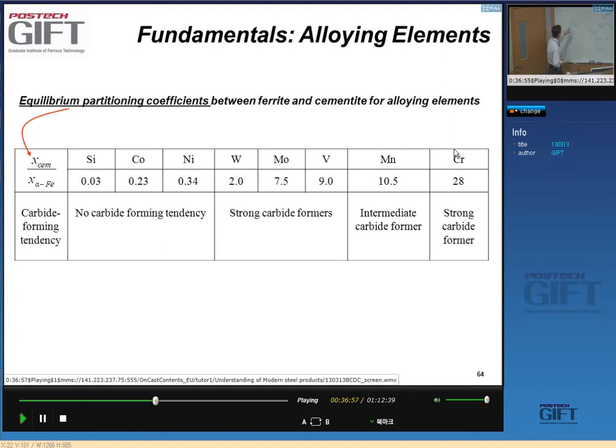Yes? Now, I want to point out that these are equilibrium partitioning coefficients. In steels, we process the materials relatively rapidly. So very often, we're never in thermodynamic equilibrium. So you may not observe these kinds of partitioning coefficients in your own research, right? But the tendency to partition is definitely there.